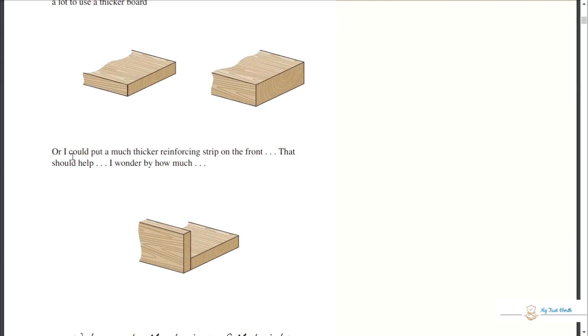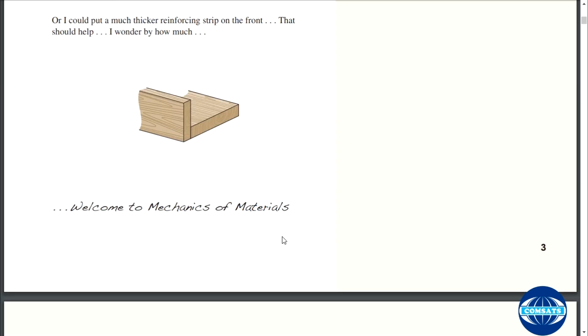How could I put a much thicker reinforcing strip on the front? That should help, I wonder by how much. Okay, this is another way: make your material composite by strengthening, and there will be shear flow and stresses, and you have to do calculations for them. Welcome to Mechanics of Materials.